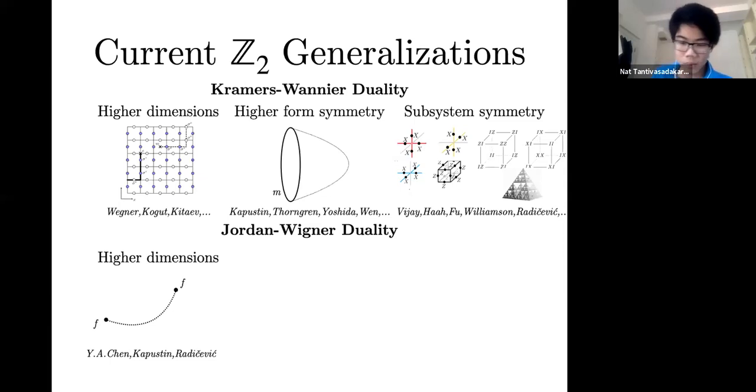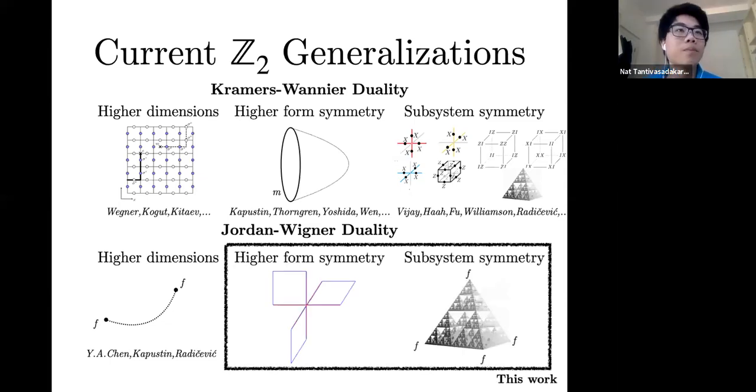So this work is to fill the remaining part of this slide, which is to consider fermions that are protected by higher form symmetry or subsystem symmetry. That is, I want fermion parity to be preserved on lower subdimensional manifolds that could be either movable or rigid, and it could even be fractal.